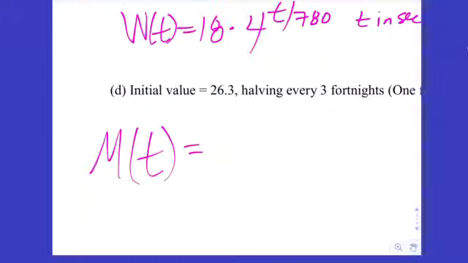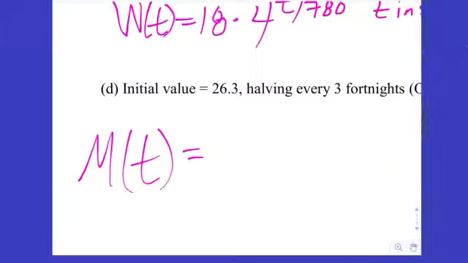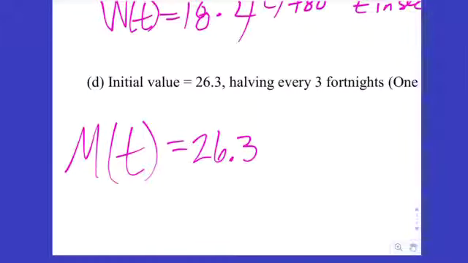I'm going to call my function m of t for marathon of t. Why marathon? What's our initial value? 26.3, which, if we were playing that little game, would be n of m in an m, number of miles in a marathon. Okay, so 26.3. If it's halving, what would be a nice base?